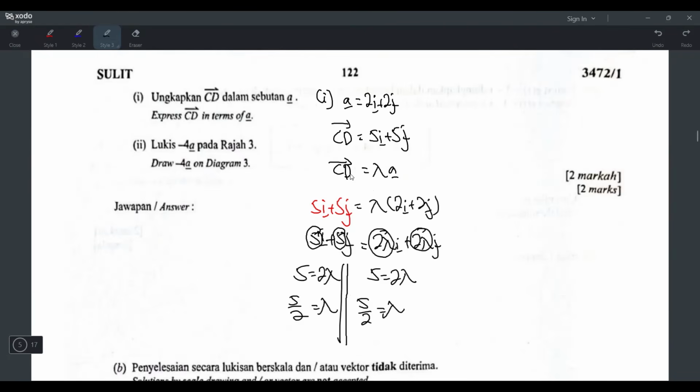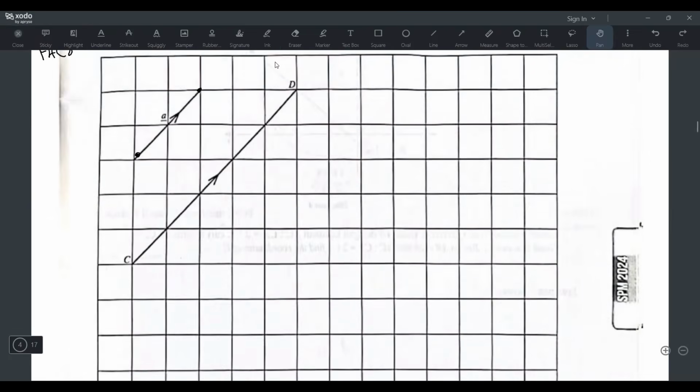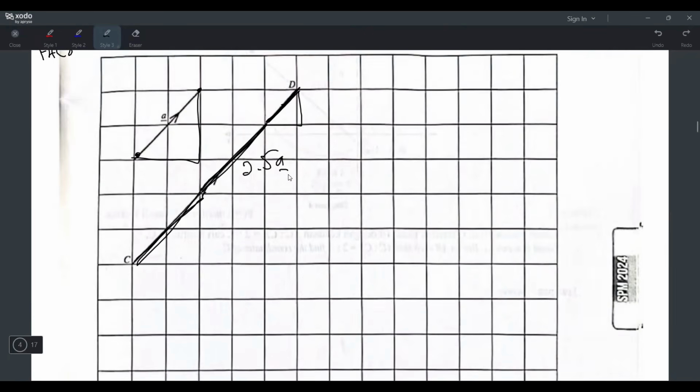So we can actually write CD equals lambda A, and the lambda is 5/2, so CD is 5/2 a. That's what the question asked for: CD in terms of A. And if you go back here, it's really 5/2, because 1a is like that, 2a is like that, and then this is like half, because as you can see this is 2 boxes, so the half is 1 box. That's why it's 2 and a half, which is 2.5a, which is 5/2. 5/2 is 2.5. Okay, so that's the answer.